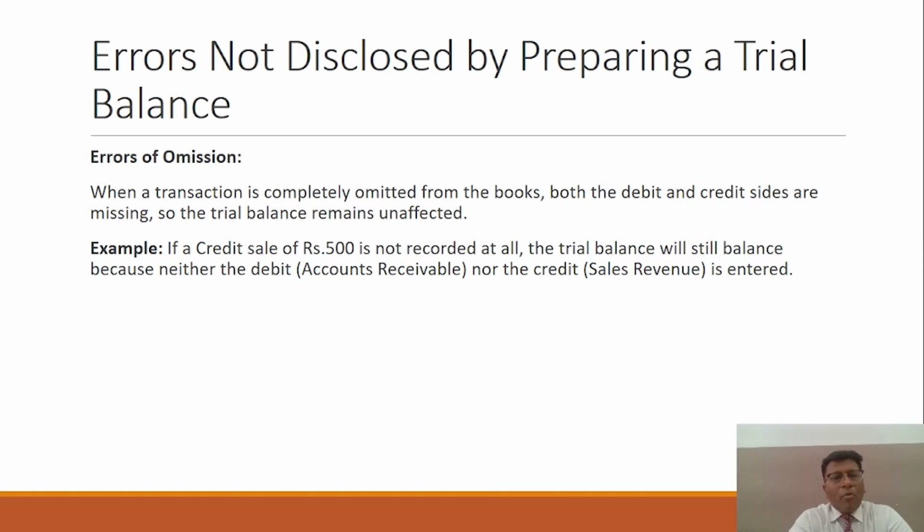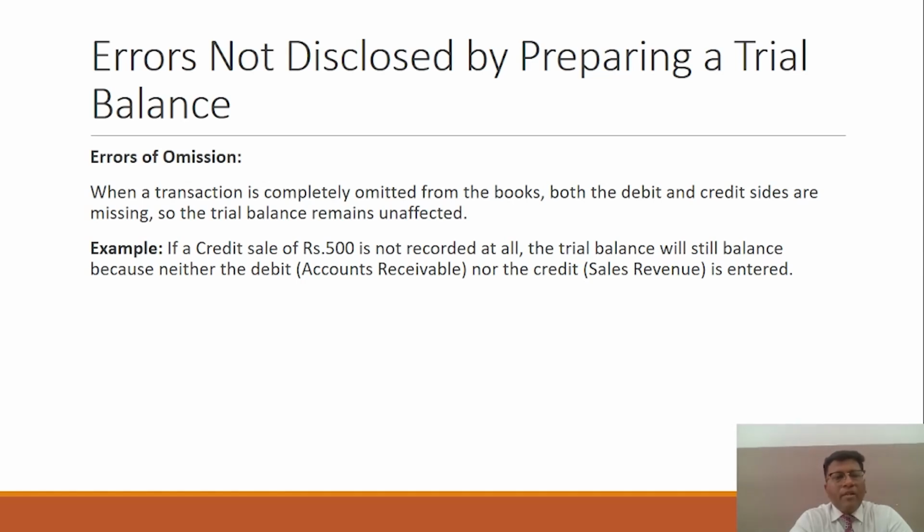For example, errors of omission: when a transaction is completely omitted from the books. Suppose any transaction takes place in your business organization, and you ignore it while making the journal entry or while posting into the ledger. So both the debit and credit side of the trial balance remain unaffected, and the trial balance will match, the balances of the debit side and credit side will match, and you will think that there is no error, but there is an error, right? So errors of omission means you are not entering a particular transaction in your book.